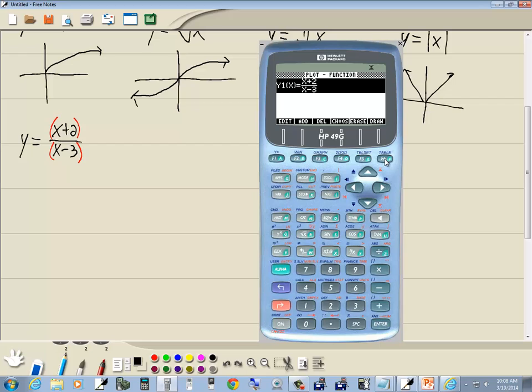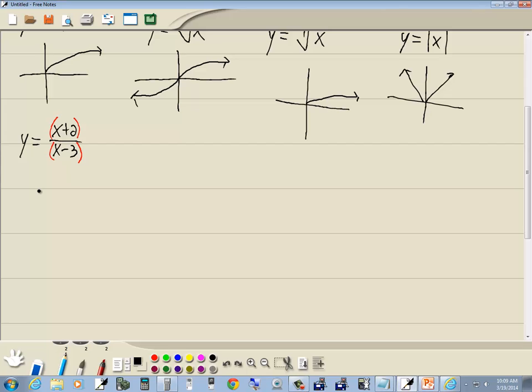Now do F6 for draw. And this is almost your answer. This vertical line should not be here, so your graph is everything but that vertical line. In different videos, I'll show how to zoom so you can see more of a particular graph, but we're not going to worry about that now. So our graph looks something like that right there.